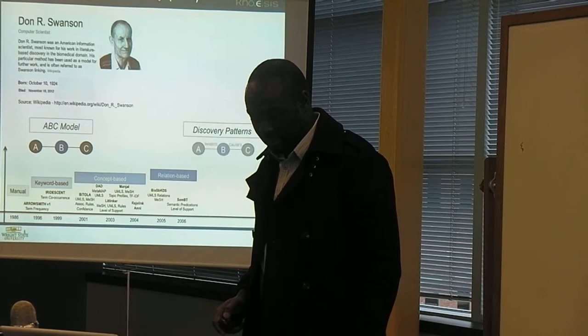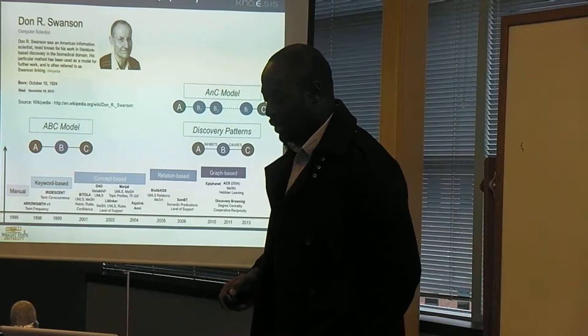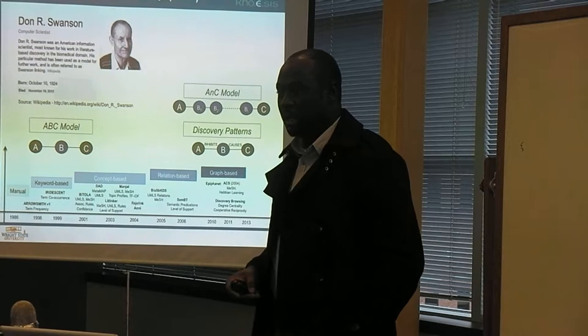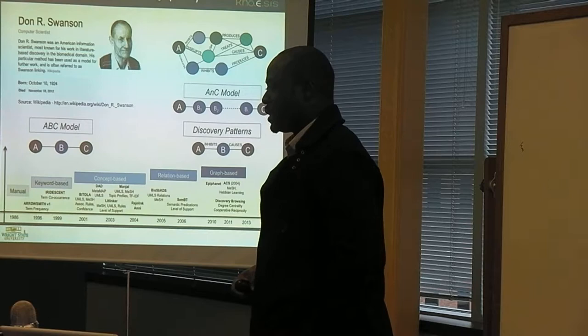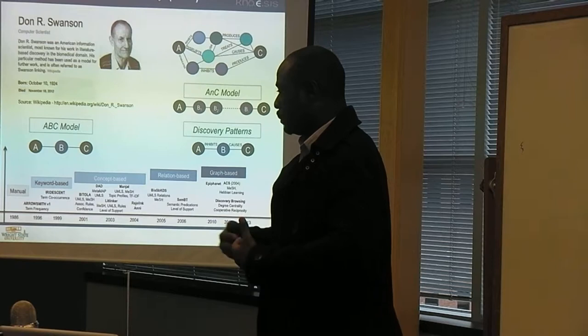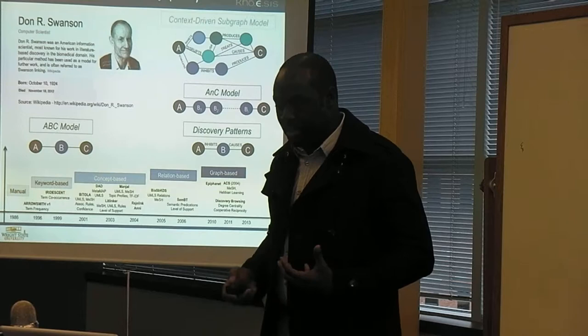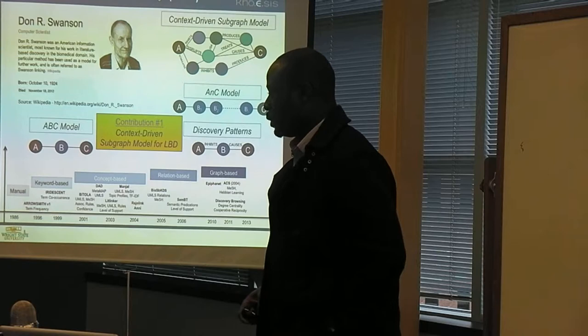Right, and so we introduced in the JBI a paper in which we proposed a subgraph model that used both explicit context, in terms of putting relationships in these subgraphs, and we also introduced implicit context, in terms of defining some notion of context for grouping together paths that are related. This is what we're calling the context-driven subgraph model for literature-based discovery. It's the first contribution of this PhD dissertation proposal.